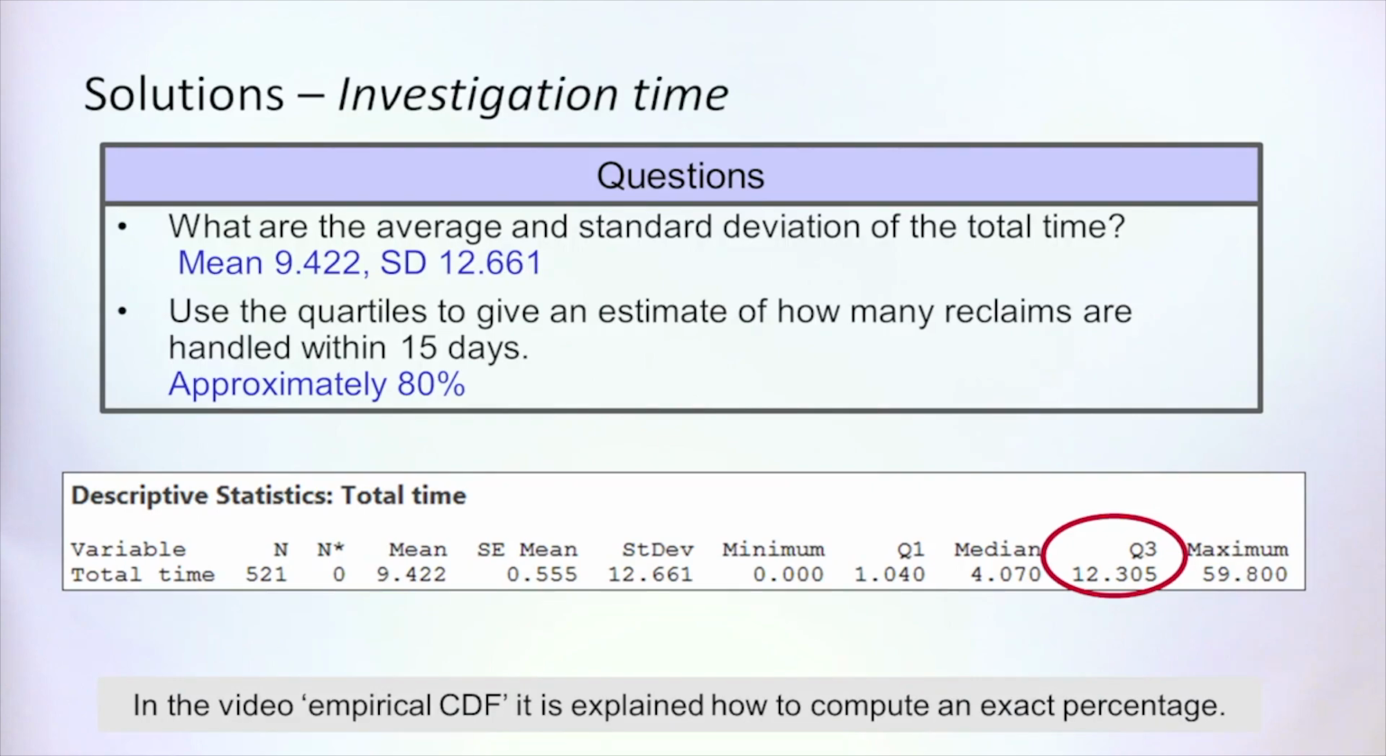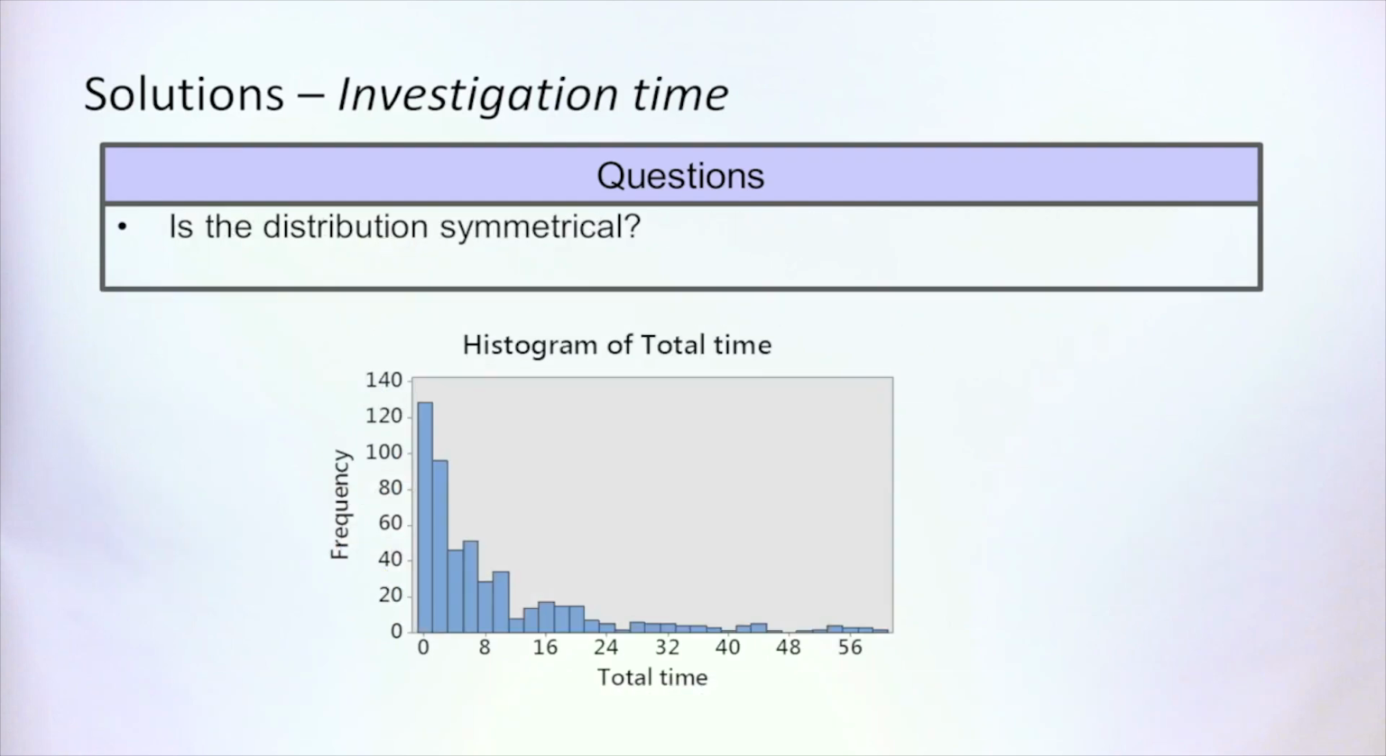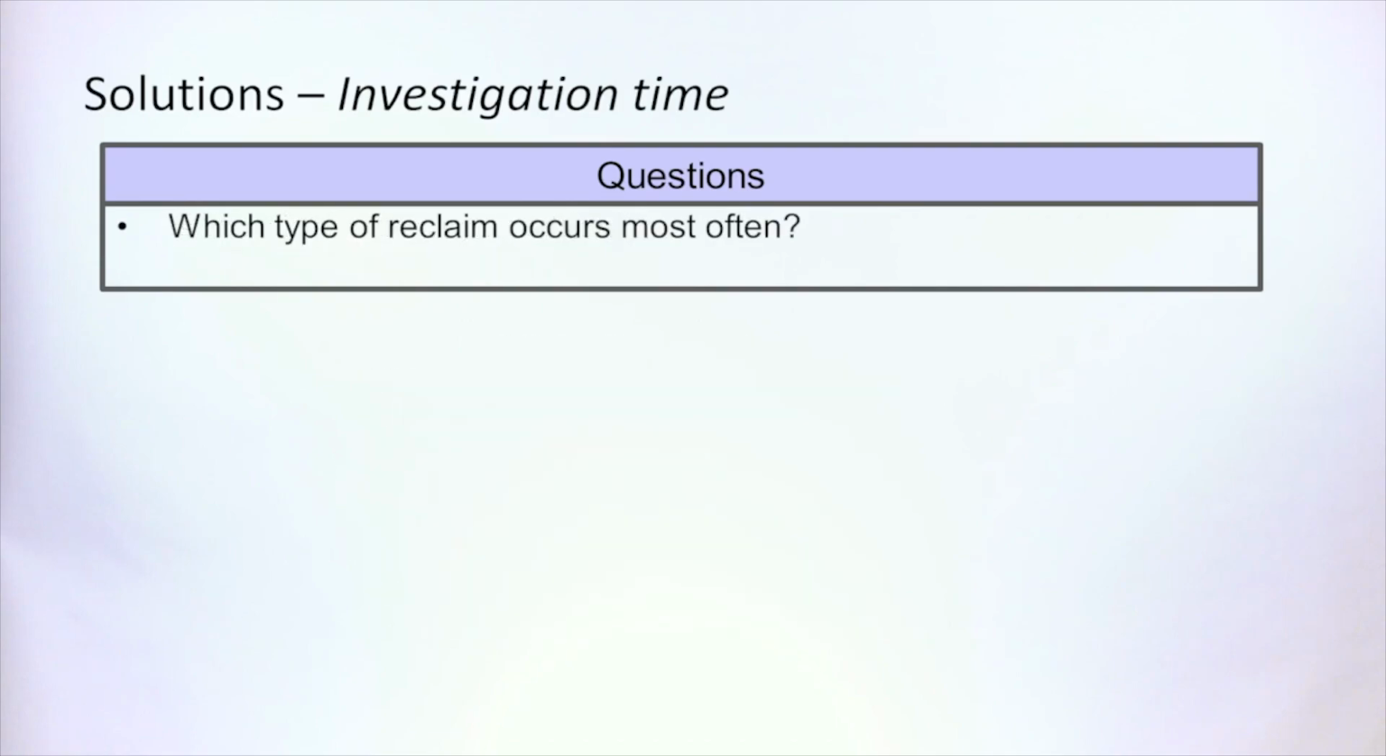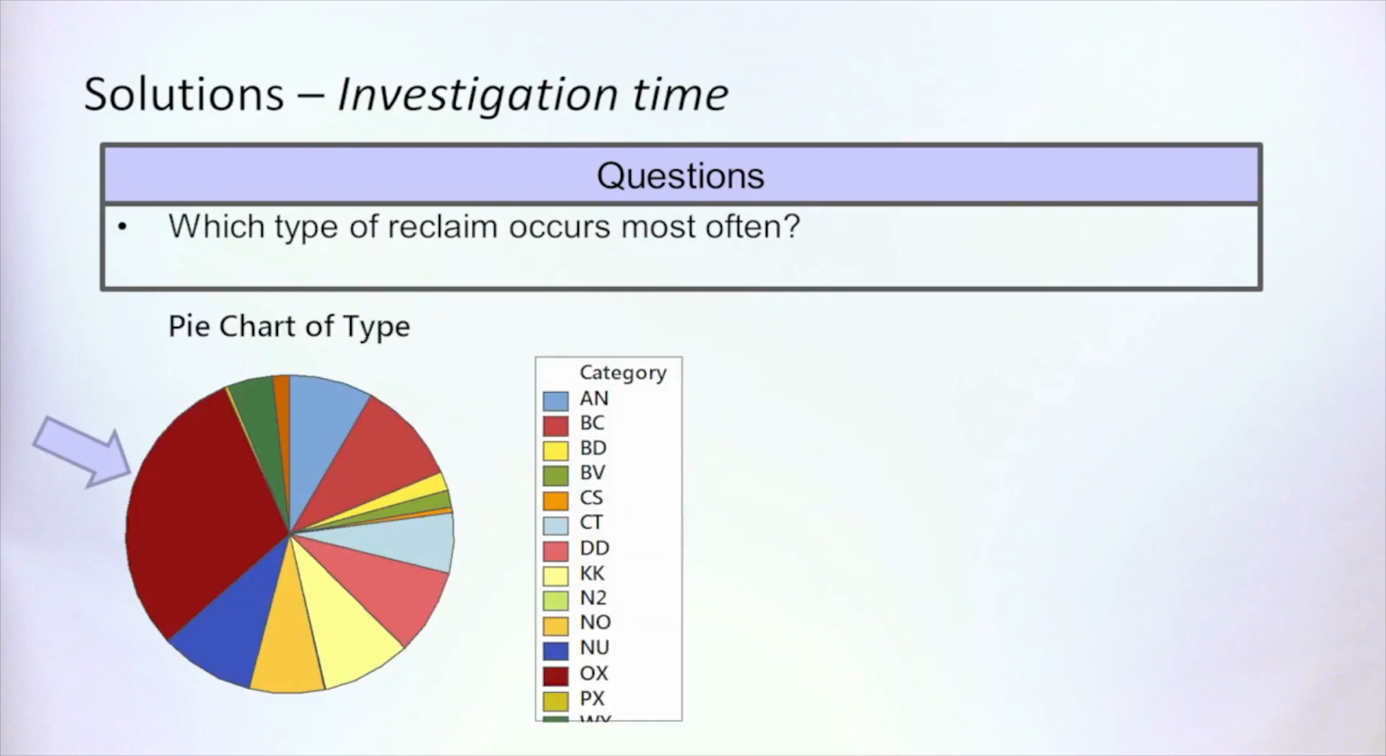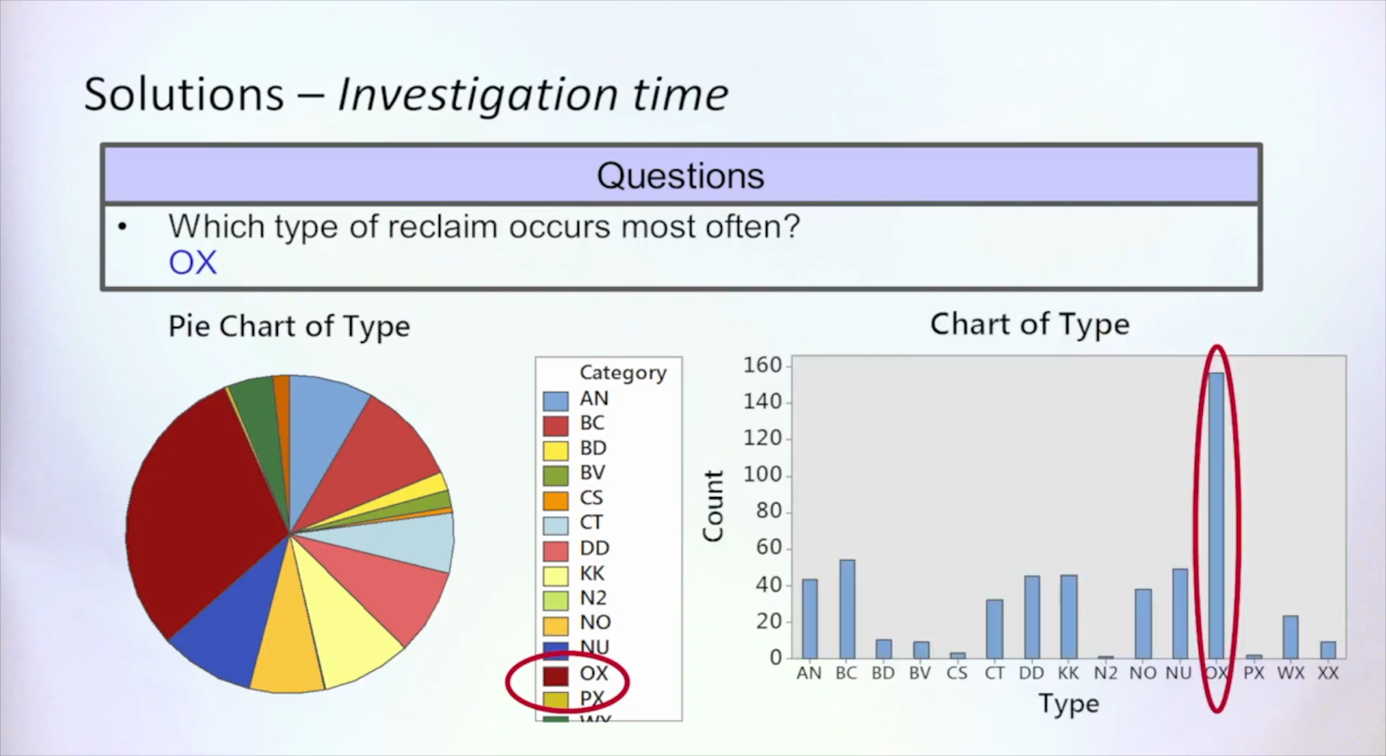To answer the next question, we have to take a look at the histogram. We see that the distribution is not symmetrical but skewed to the right. To determine which type of reclaim occurs most often, you can have a look at the pie chart. It is easily visible that the OX category occurs most often. If it is not easily visible, you can also have a look at the bar chart, which gives you the same answer.